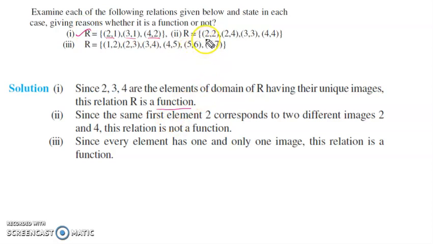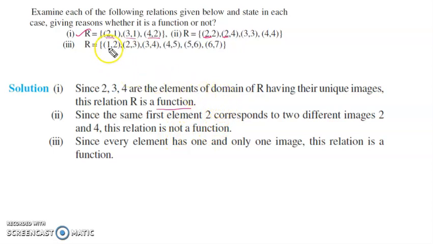Look at the second one: 2, 2; 2, 4; 3, 3; 4, 4. Here the first component 2 is repeated. Therefore it cannot be termed a function, whereas it is a relation. Since the same first element 2 corresponds to 2 different images, 2 and 4, this relation is not a function.